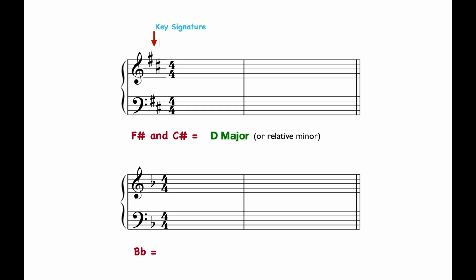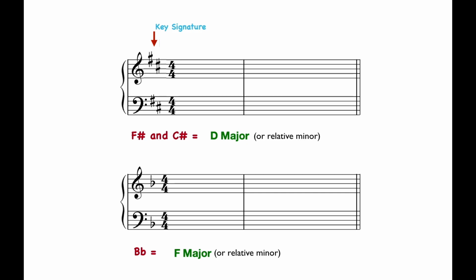So if you see that key signature with an F sharp and a C sharp in it, you should know that that piece of music has been written in the key of D major. And at the bottom there, the B flat, that's one of the last scales we learned, which is the F major scale. And also remember that every major scale has a relative minor scale which shares the same notes as it.